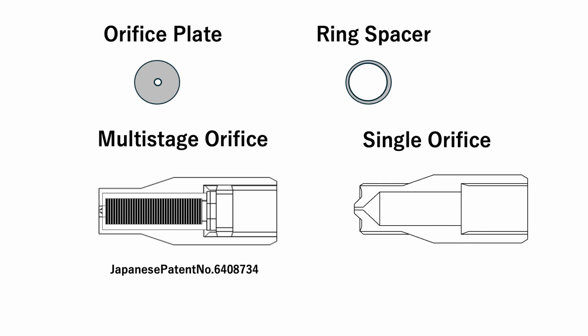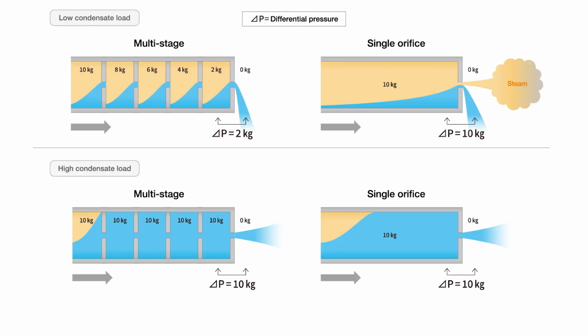Now look at the structure. Inside a multi-stage trap, there are plates with small orifices and ring-shaped spacers. These components are stacked alternately. This creates small spaces between the plates. Those spaces allow the pressure to drop in stages.